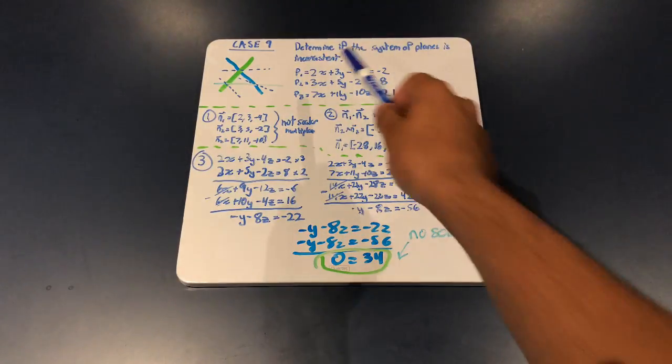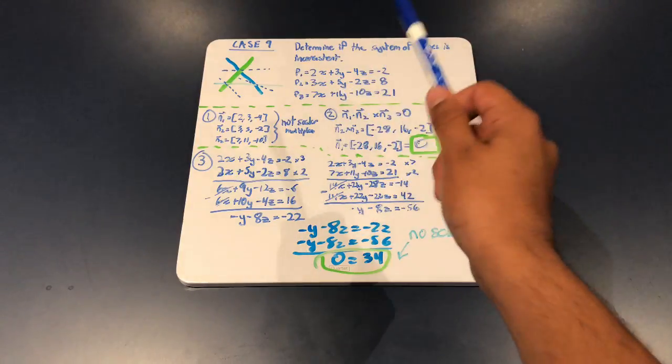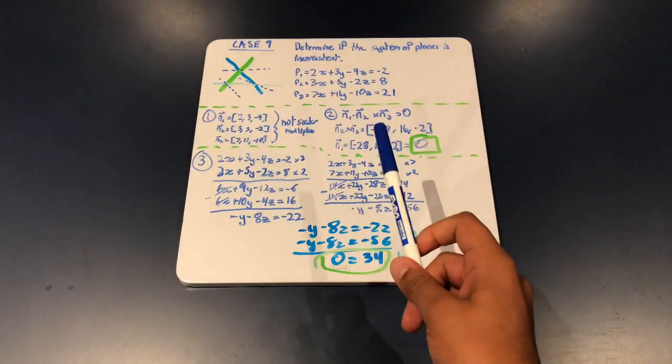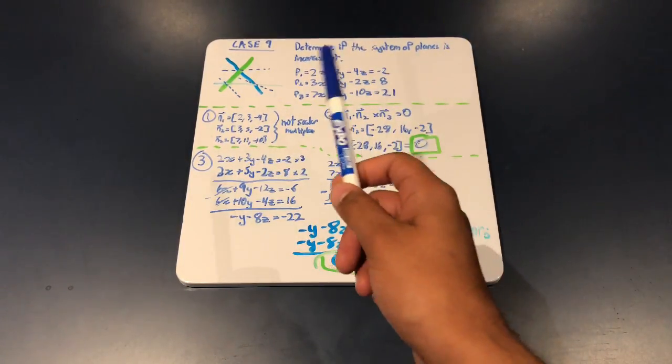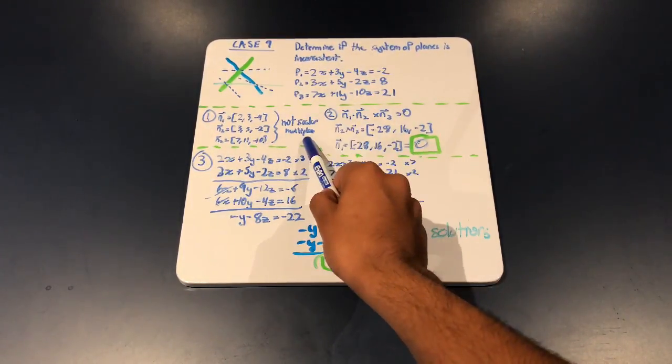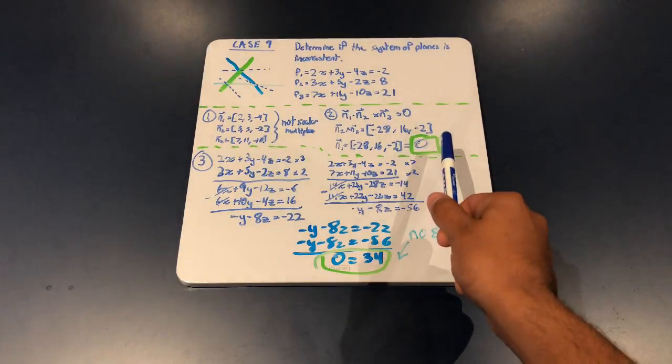So in the example, we're going to be looking at these three planes given here. So the first step is to first find all the normals and see if they're scalar multiples, and that will help us determine if the planes are parallel. In this case, they are not. Next, we're going to see if the planes are coplanar.